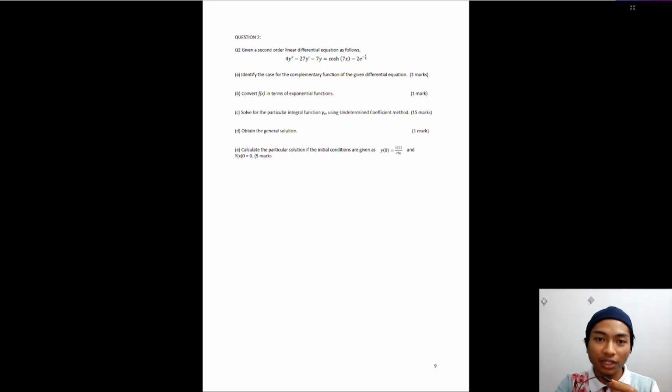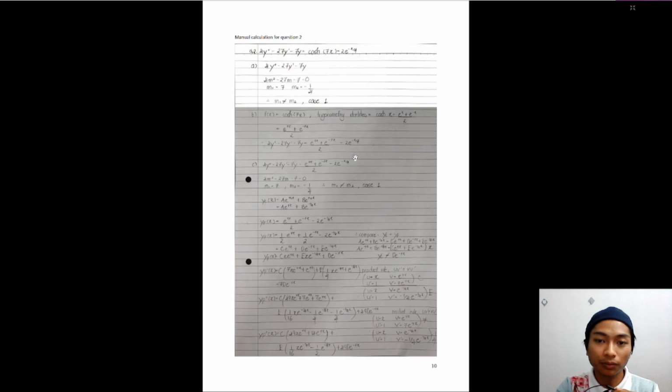The given question is: given a second order linear differential equation as follows, 4y double prime minus 37y prime minus 7y equal to cosh 7x minus 2e to the power of negative x over 4. For question A, identify the case for the complementary function of the given differential equation.